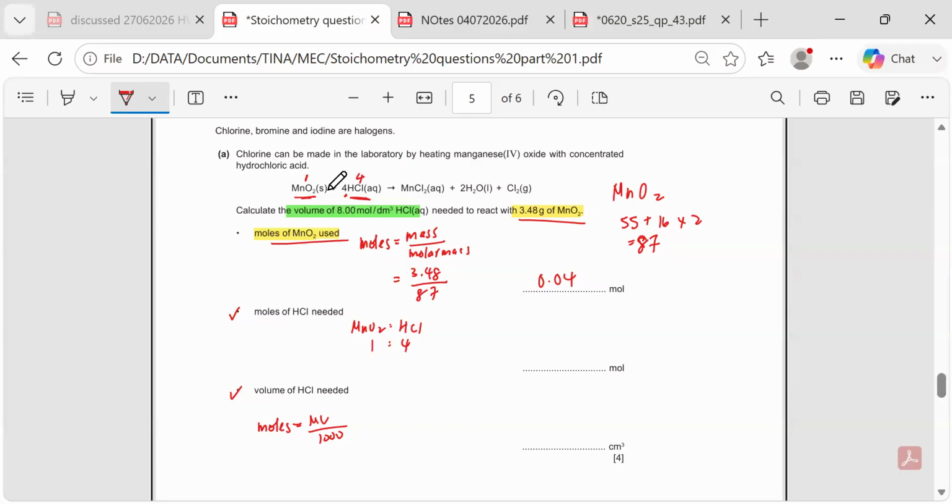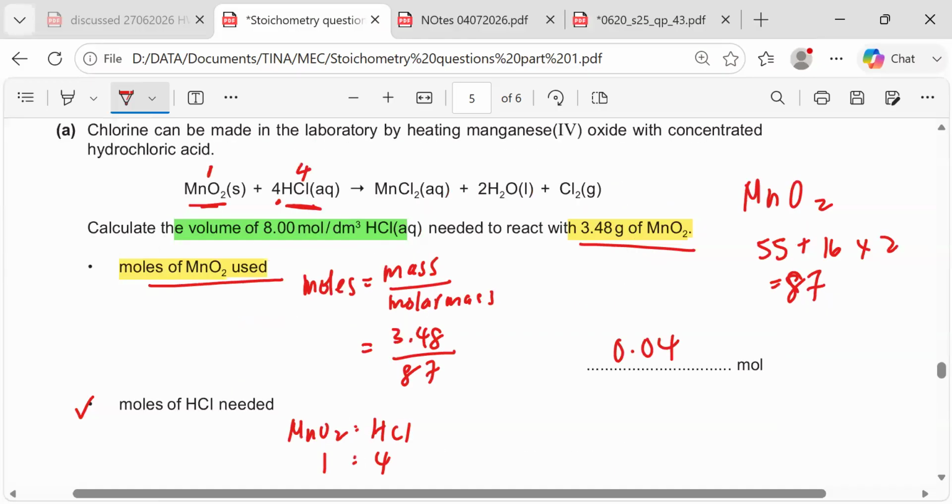Use the ratio. MnO2 to HCl is 1 to 4. I'm just writing the same thing here.